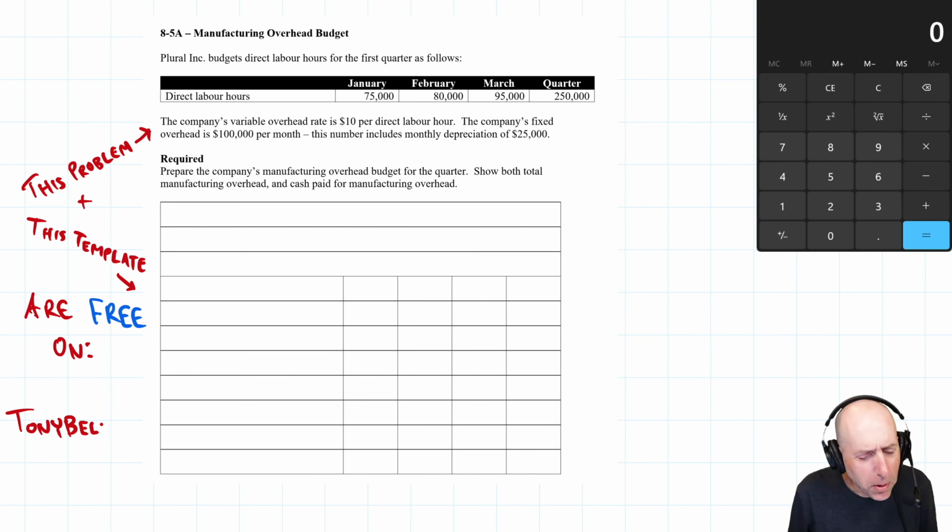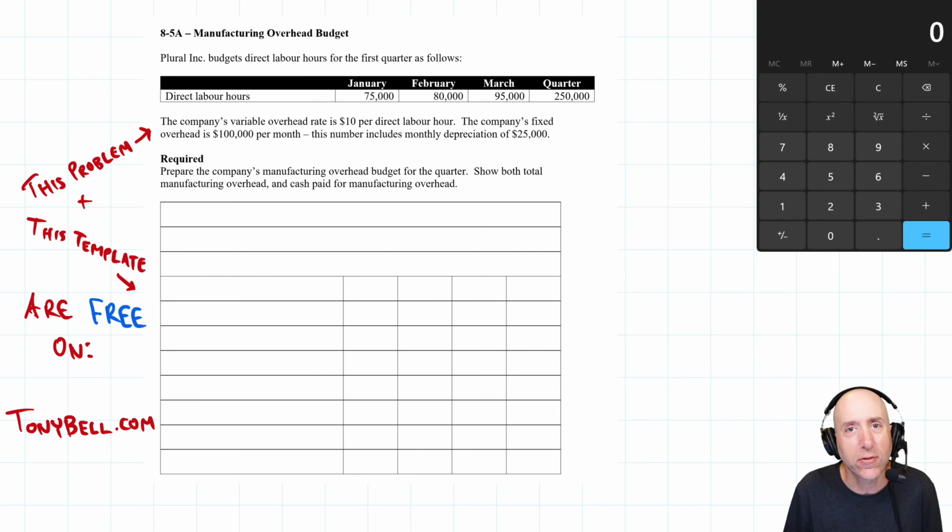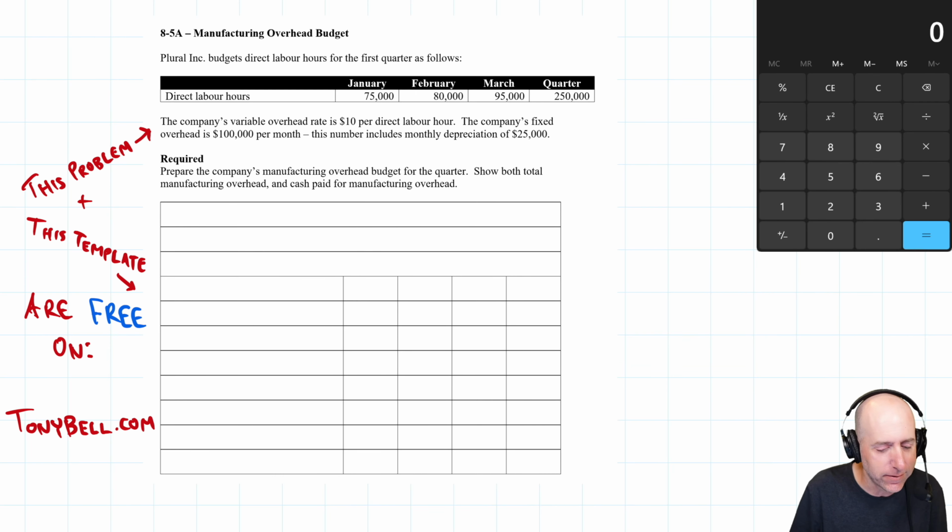Let's have a look at problem 8.5A, an overhead budget. I think you'll find this to be one of the more straightforward budgets in the whole batch of budgets we're going to learn. Let's read through it and we'll piece together what it's asking of us.